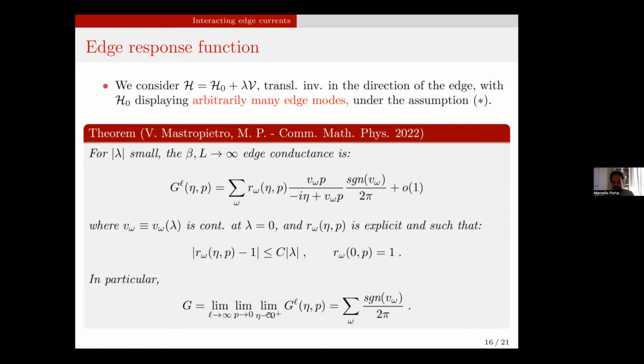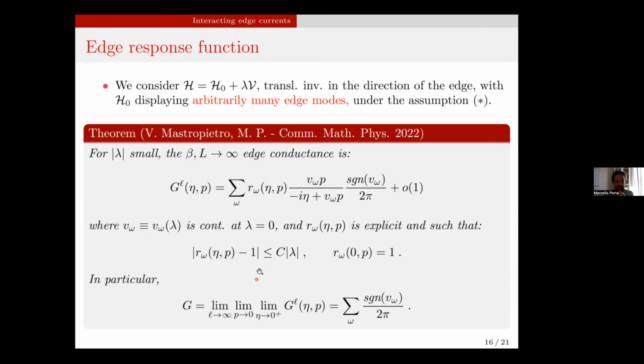So in particular, if you take the limit in the order I gave you before, eta to 0, then p to 0, and then L to infinity, something very nice happens: if eta goes to 0, this goes to 1, this disappears, and this is also 1, and then you're left with the sum of the chiralities of the edge modes. So you recover the right-hand side of the bulk-edge duality in terms of a limiting response function.